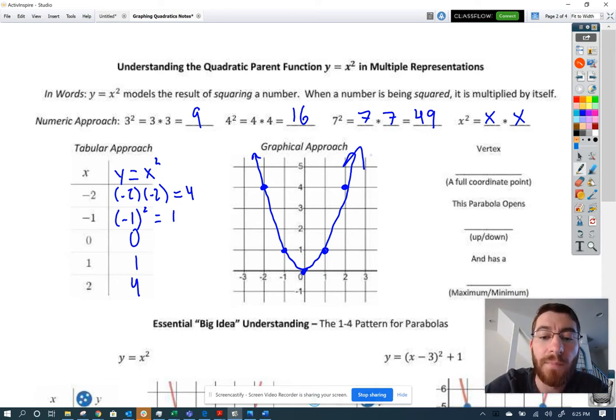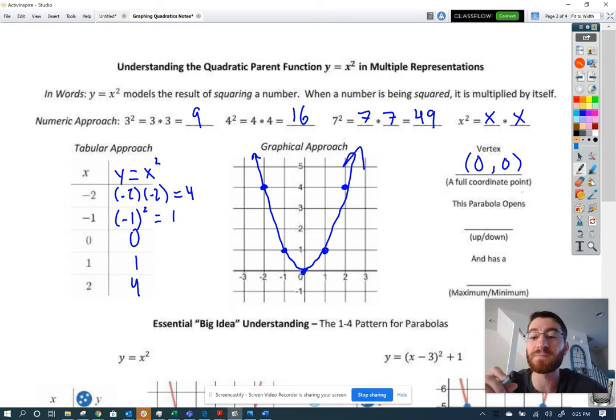Okay. So that is a parabola shape. You want to be sure not to make it pointy at the bottom. You don't want to make it look like a V. It should look a little more U-like. And that'll make it look more like a parabola. Let's look at our vertex. Our vertex is the full coordinate point that is right at the bottom or the top. It's right in the middle of your parabola. So that's going to be (0, 0), and that's a full coordinate point.